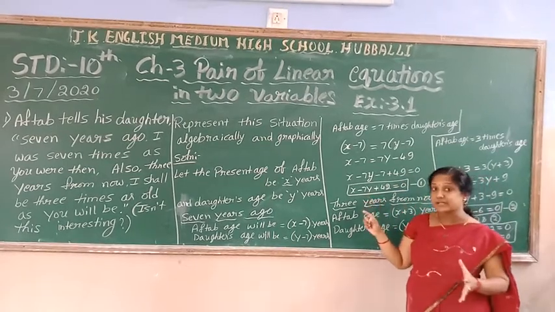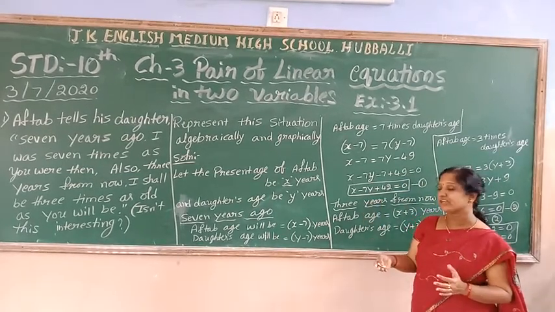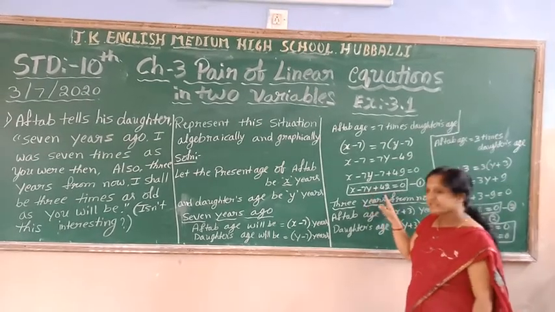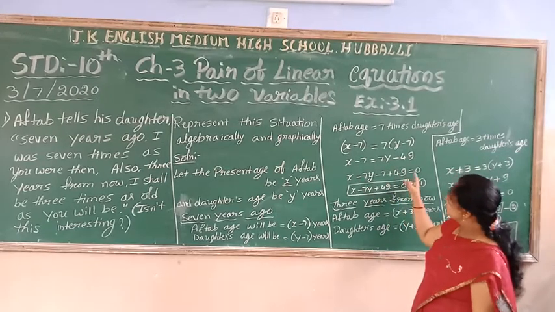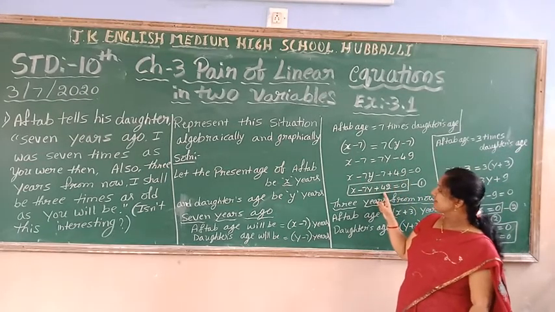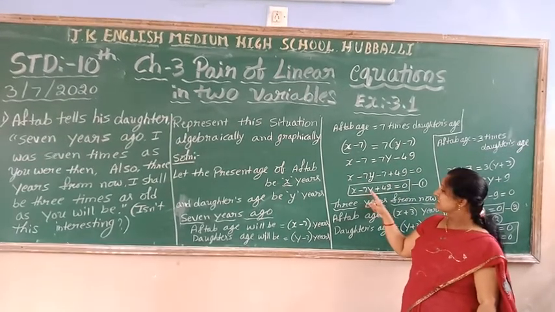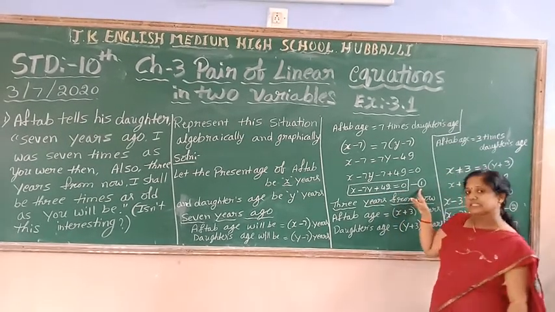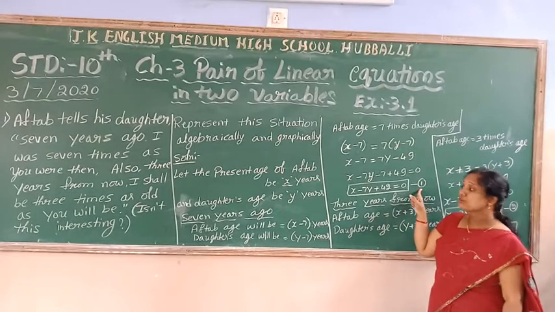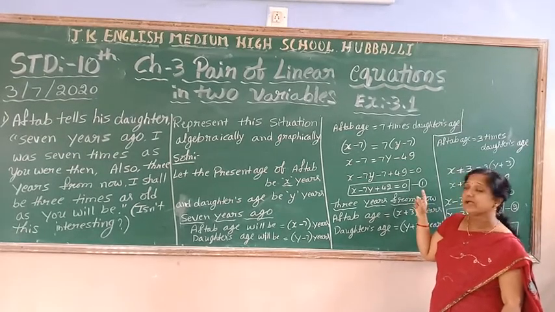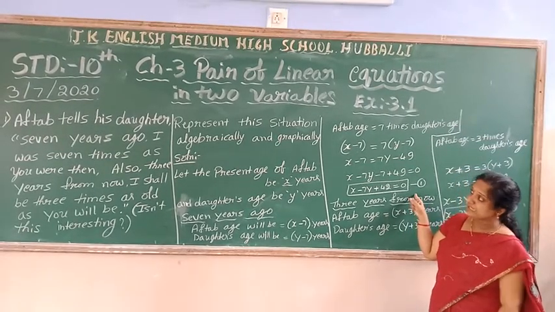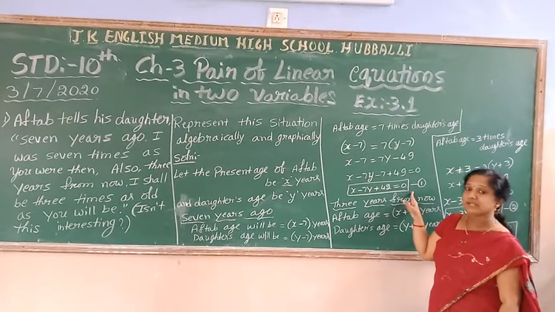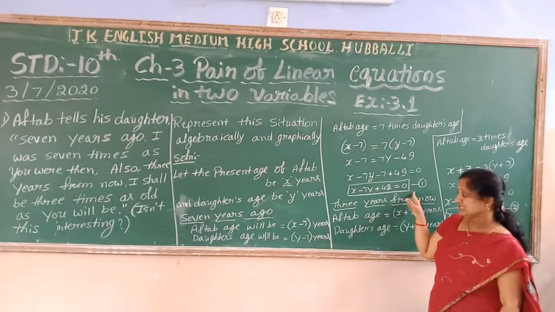According to the general form of a linear pair of equations, I write the X term first, next the Y term, and next the constant. So I arrange all these three terms. Then I write X minus 7Y plus 42 is equal to 0. You call this equation number 1. So one statement I have explained and represented algebraically.